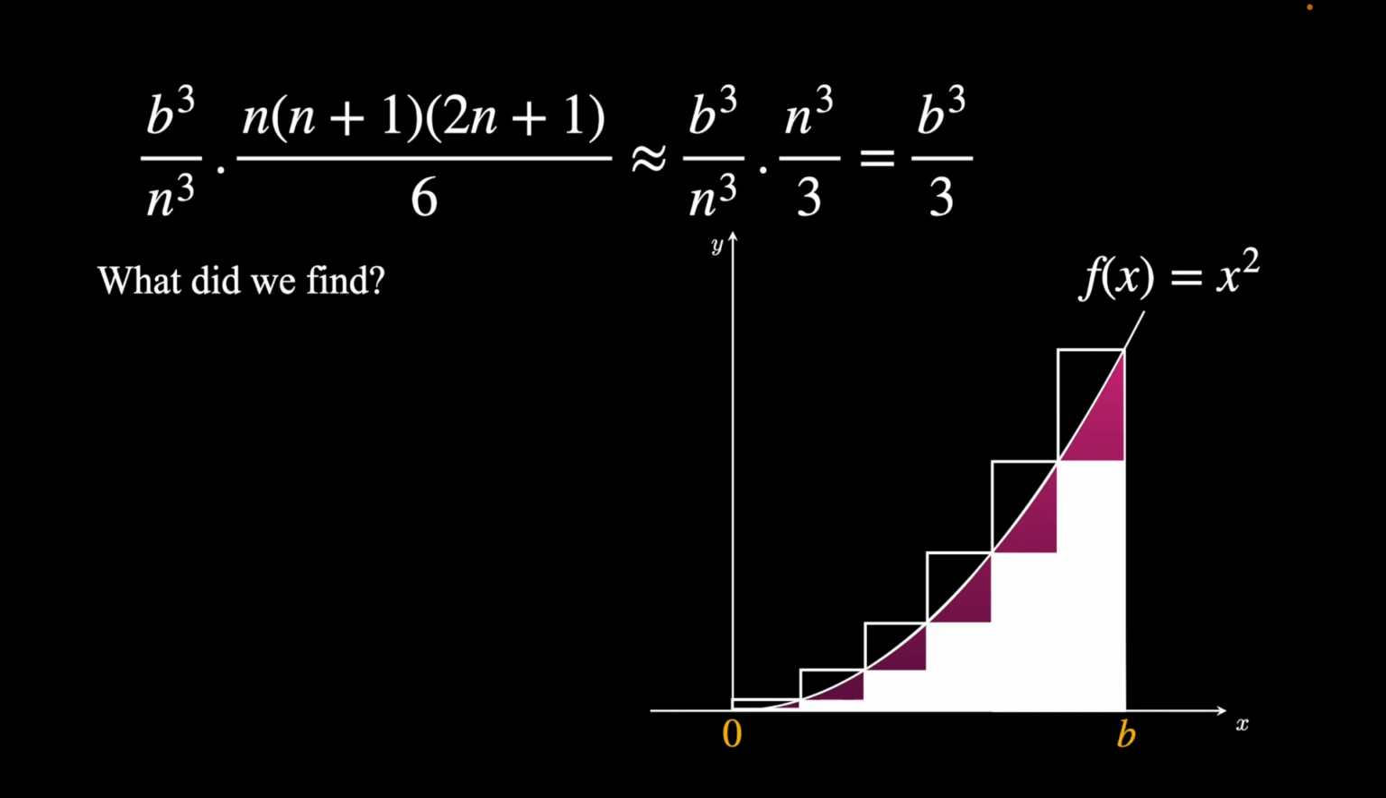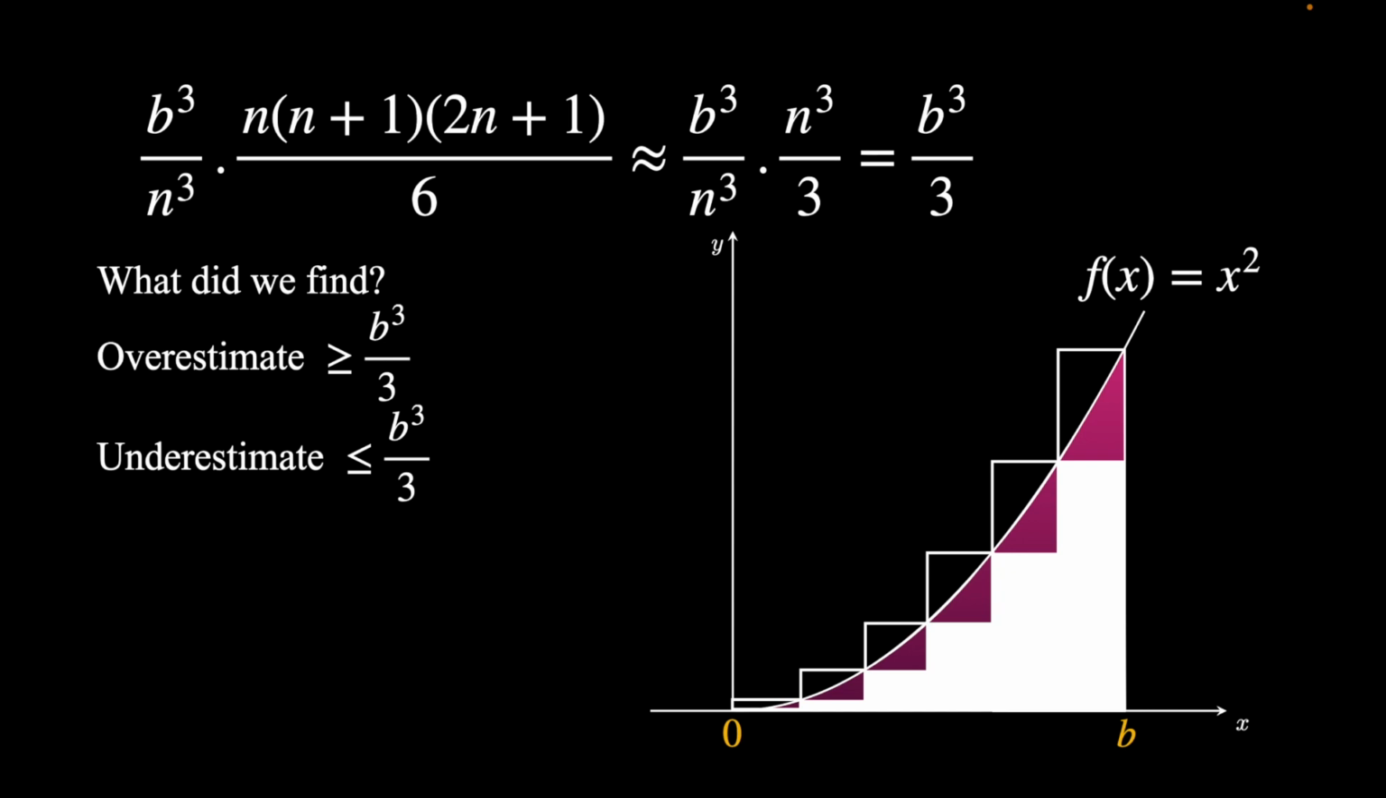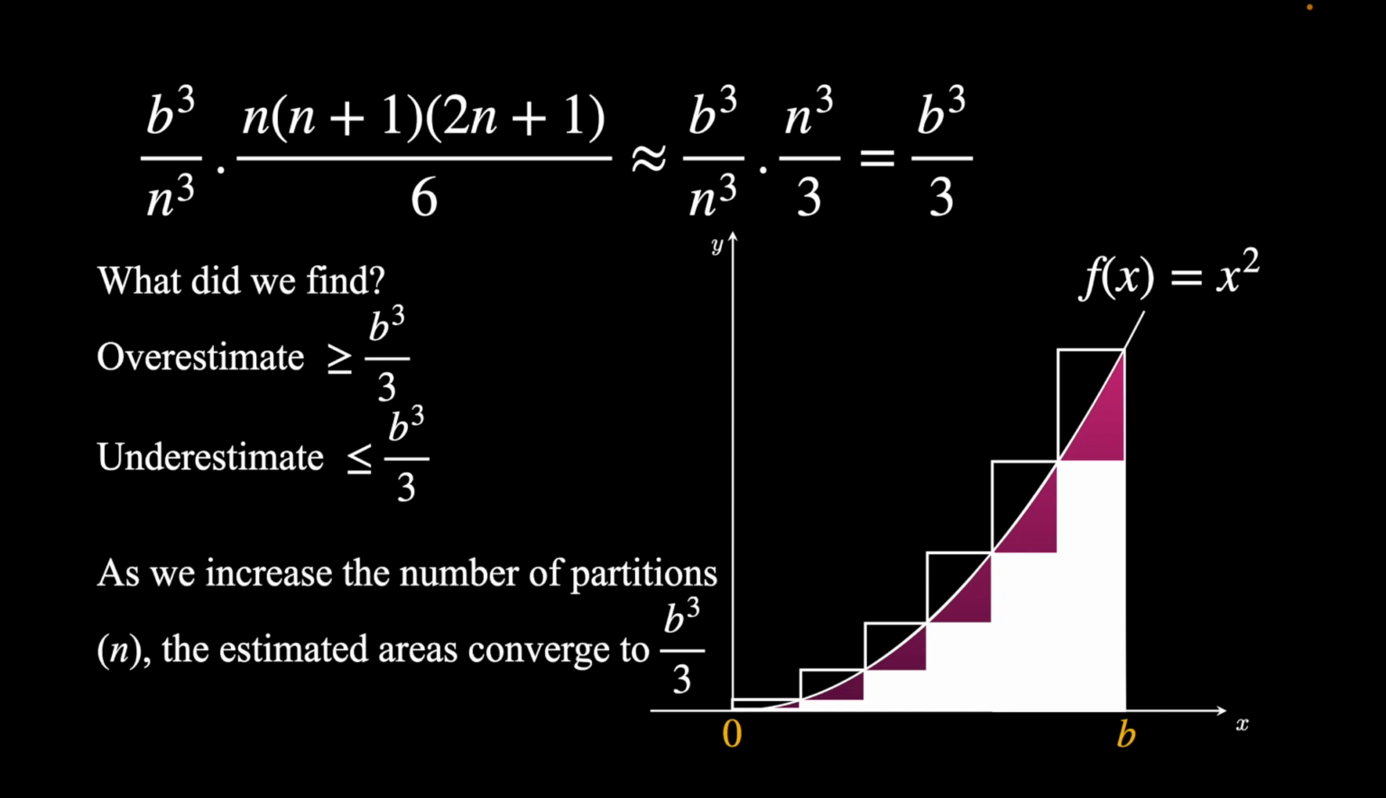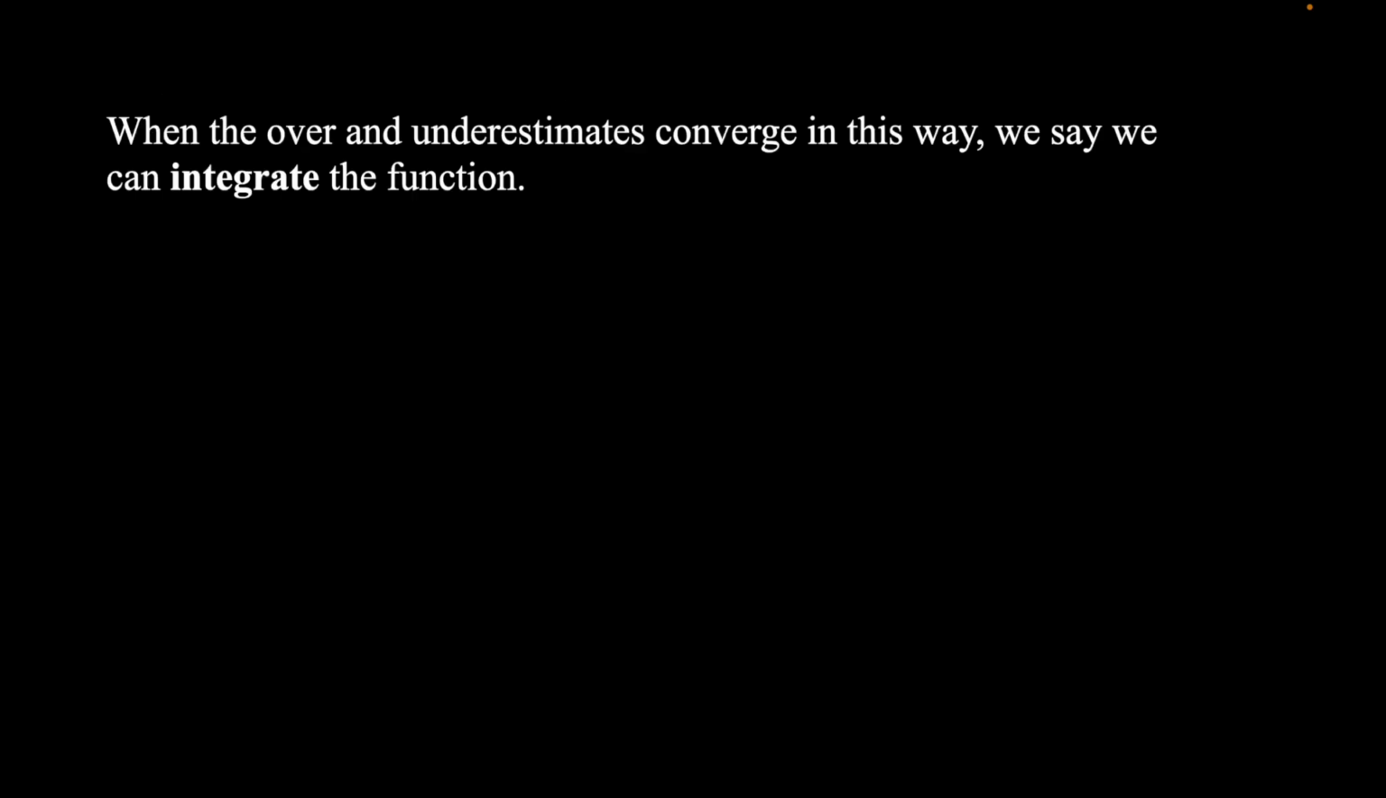What did we find? Well, we found the overestimate was either greater than or equal to b cubed over 3. Remember, b was our upper value of our area. The underestimate was less than or equal to b cubed over 3. And we can see that as we increase the number of partitions, as we increase the number of rectangles we're splitting that area into, the estimated areas converge to b cubed over 3. When the over and underestimates converge in this way, we say we can integrate the function.